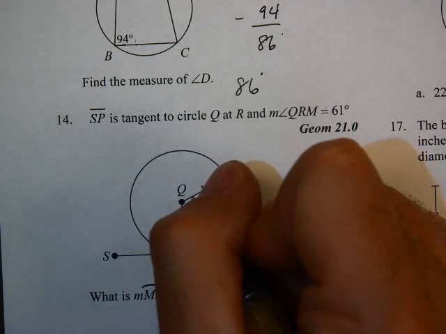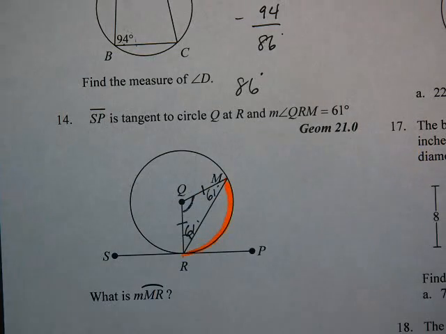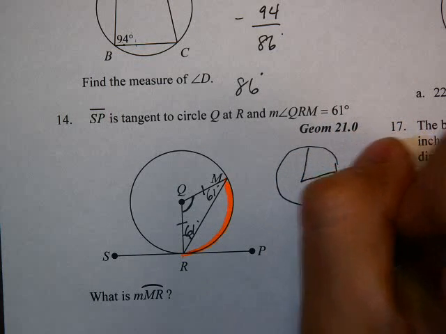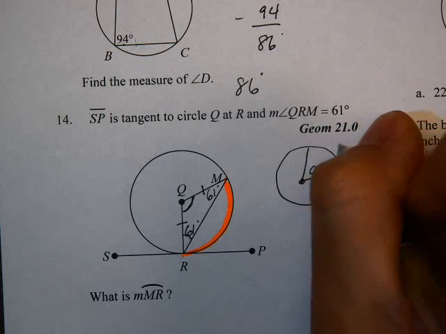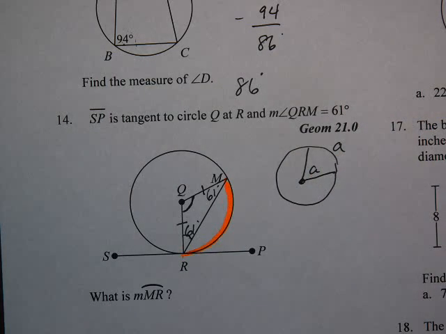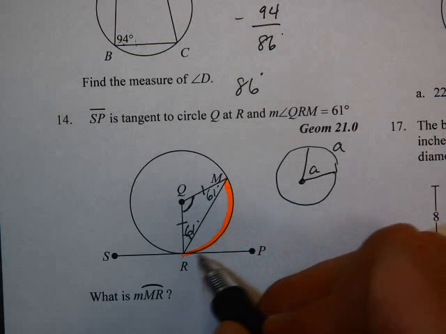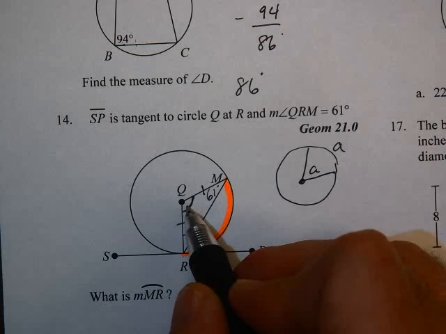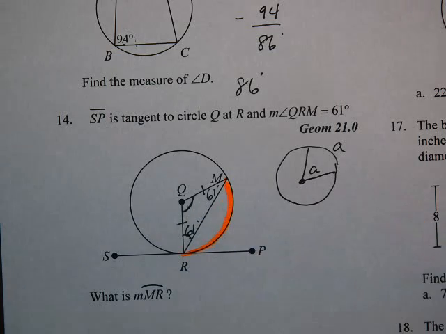Now let's say I find angle Q, this central angle. Remember that in central angles in the circle, whatever you have in that central angle is the same as the arc and matches the arc that it holds. And this central angle happens to hold that highlighted arc that we want to find, MR. So if we can find that angle, then we've got that arc.